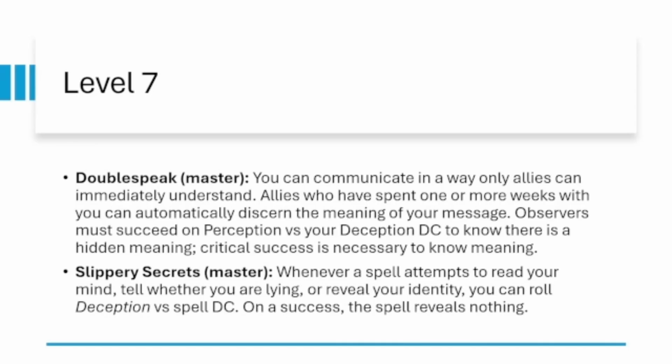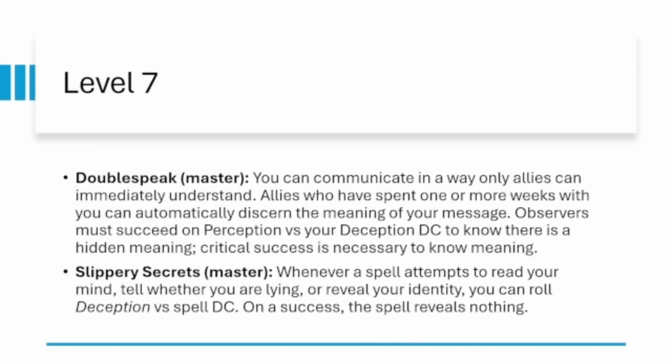The way this works is basically you can speak using encrypted messages that only allies who've spent a good bit of time with you can understand. So you basically just make up your own coded language, and people who've been around you for a week or more know what you're saying. But outside observers think you're just saying something innocuous. If they succeed on a perception check versus your deception DC, they will know that there is a hidden meaning, but they won't know the meaning unless they critically succeed.